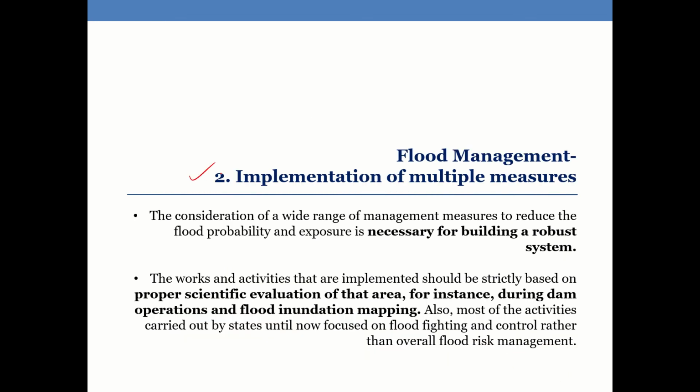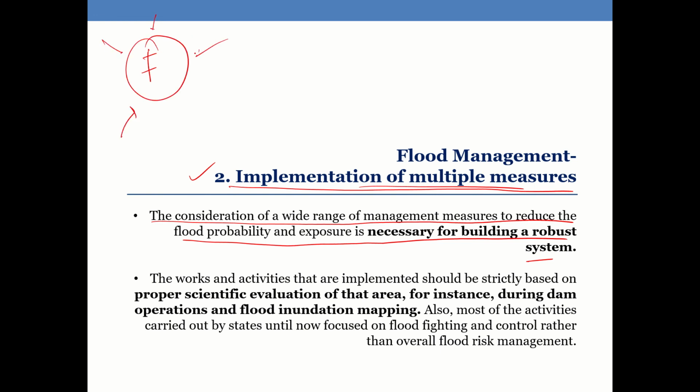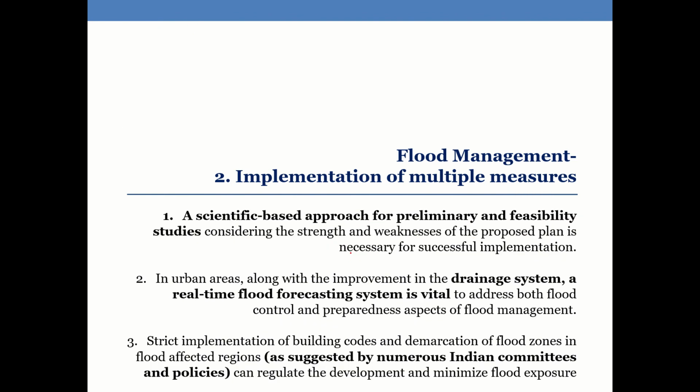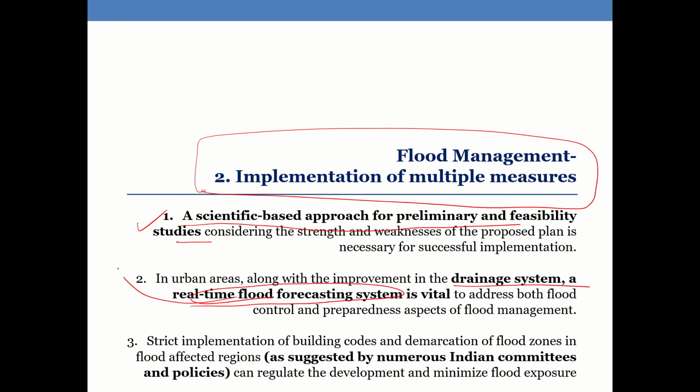That's the first thing. The second thing is implementation of multiple measures. Consideration of a wide range of management measures to reduce flood probability and exposure is necessary for building a robust system. Because, like we said, it's not good enough to address a flood in one dimension. We have to look at the issue of flood in multiple dimensions, and the ideas and mitigation should also be multi-dimensional in nature. And in doing so, what kind of measures should we implement? A science-based approach for preliminary feasibility studies on assessing how flood will have an impact, an improved drainage system, and real-time flood forecasting.